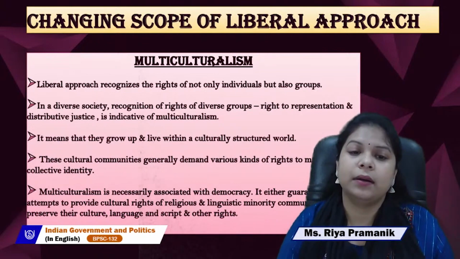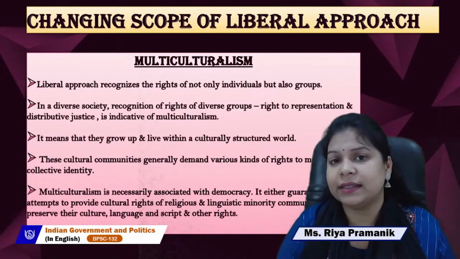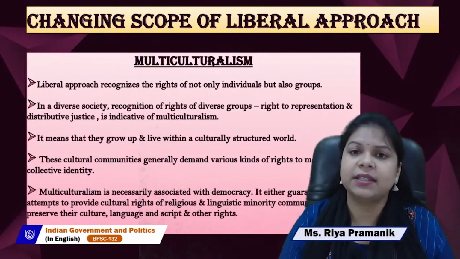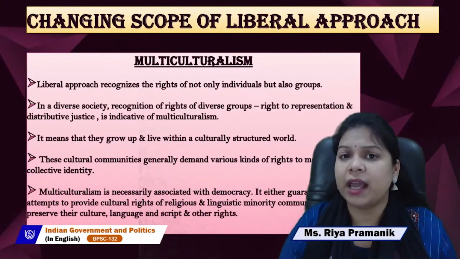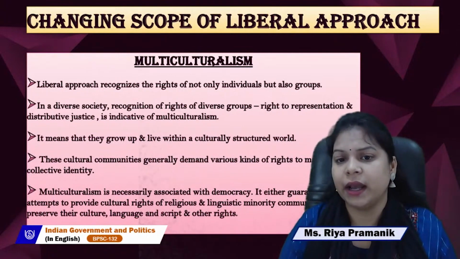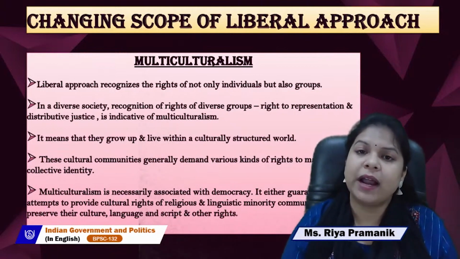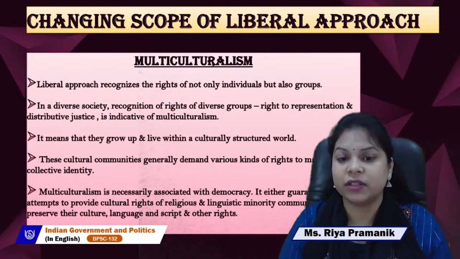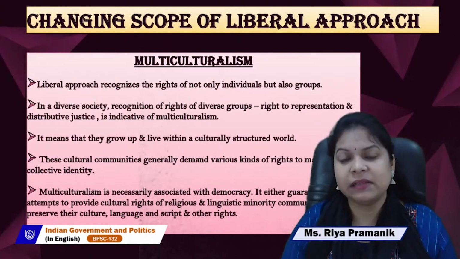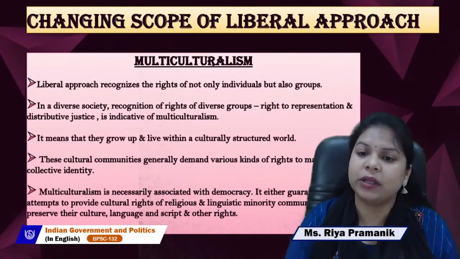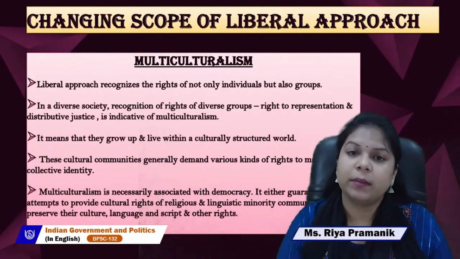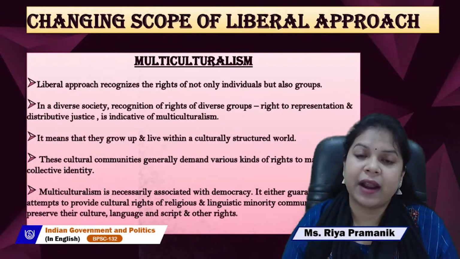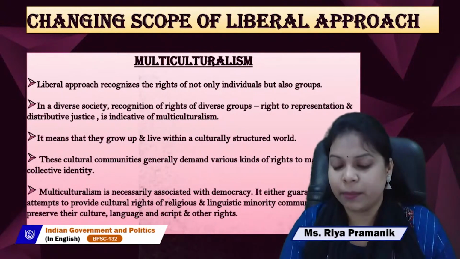For example, in multiculturalism, because India is a society where diverse groups reside together, there are diverse cultures, languages, and many tribes who are different from each other residing in India. So there was a need to provide some kinds of right to representation and distributive justice to these diverse groups so that they can also develop themselves, come forward and participate in policy making and decision making. So, multiculturalism is associated with democracy. It guarantees cultural rights of religious and linguistic minority people.